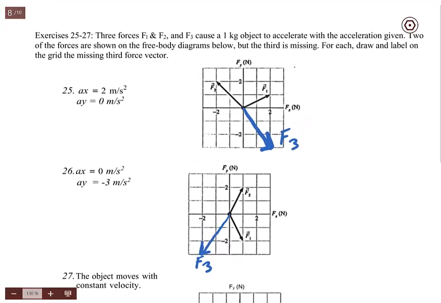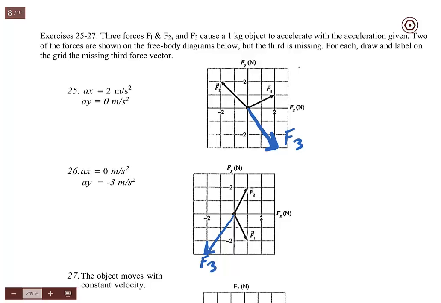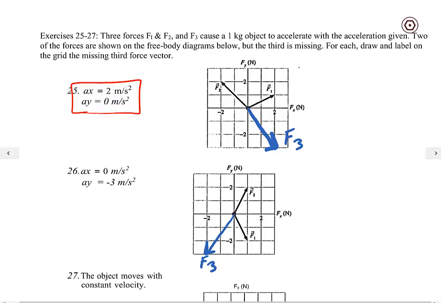Moving on to our page 8. Right now it's giving us accelerations and it wants us to put in the net force. Not the net force, but 2 forces are shown, a third is missing. Draw and label that force so that you get these accelerations.